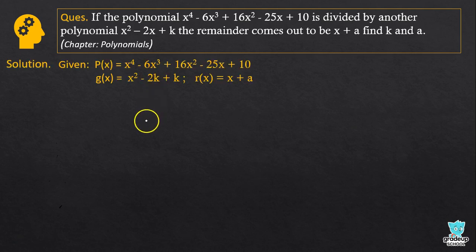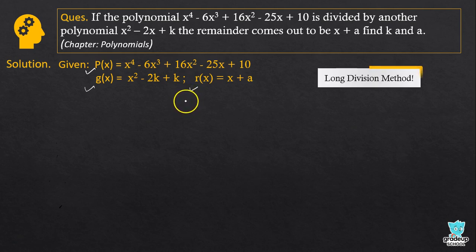So in this question we are given a polynomial expression and we are going to call it p(x). We also know another polynomial expression by which we are going to divide p(x) to obtain the remainder, and we are going to call it g(x), and the remainder for this division is given as x + a, and we are going to call it r(x). So we are going to use the long division method, where we divide polynomial p(x) by g(x), and the expression for the remainder thus obtained will be equated with the given expression for the remainder to find the values of a and k.